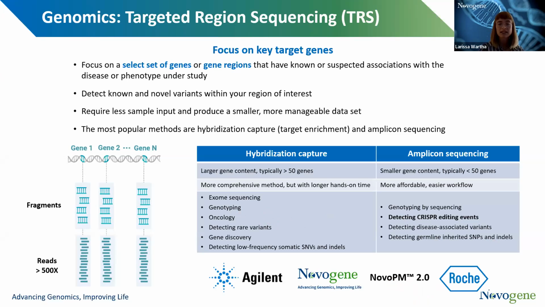Amplicon sequencing, on the other hand, is slightly more affordable and easier. You would amplify a region of interest and sequence it afterwards. It's generally used for detecting CRISPR editing events, genotyping, and other applications.